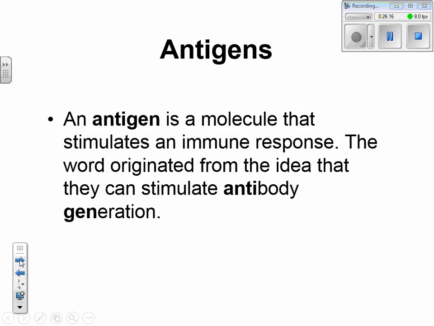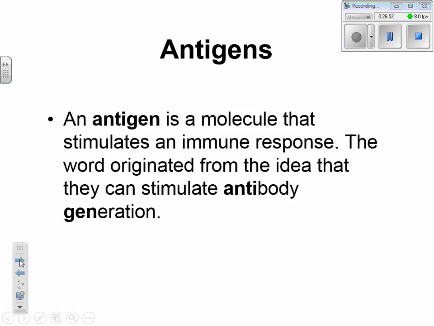Okay, first of all then, we need to be aware of the word antigen. Antigens and antibodies, completely different things. The word comes from antibody generation. And an antigen stimulates the production of antibodies. Now, antigens can be a wide variety of different types of substance. We'll come on to that on the next slide. This is literally just a definition. And an antigen literally just stimulates the immune response.